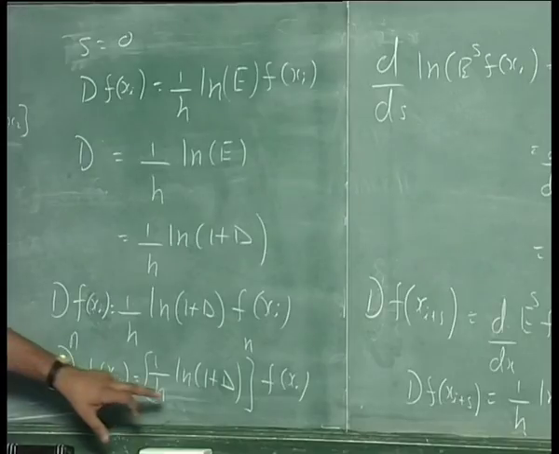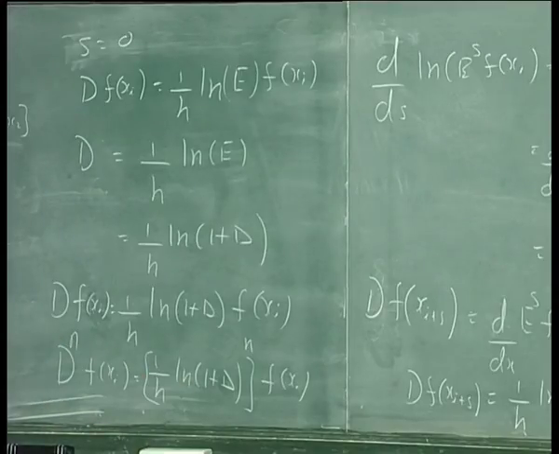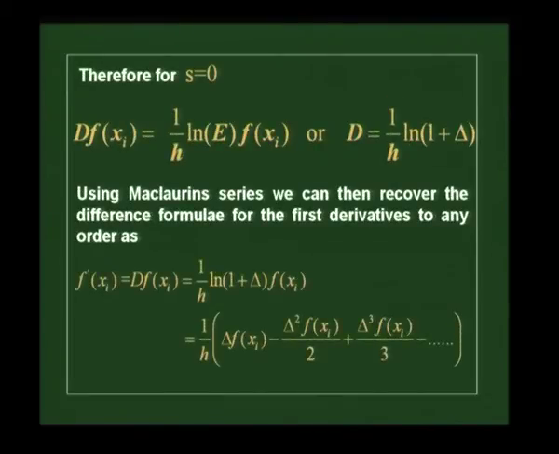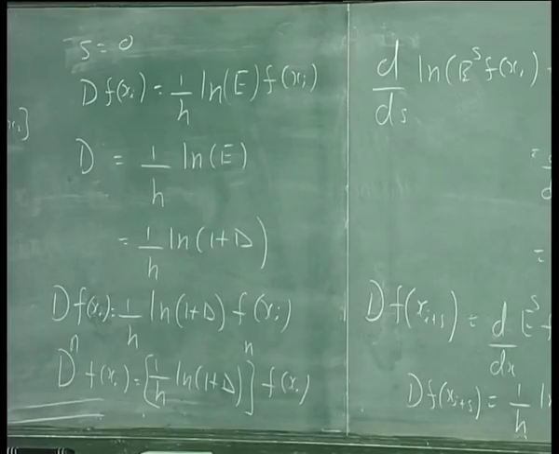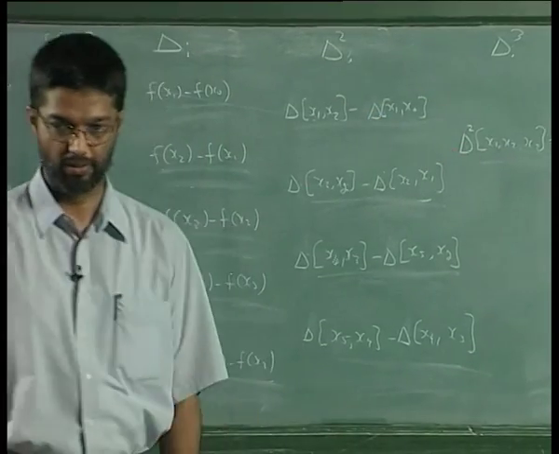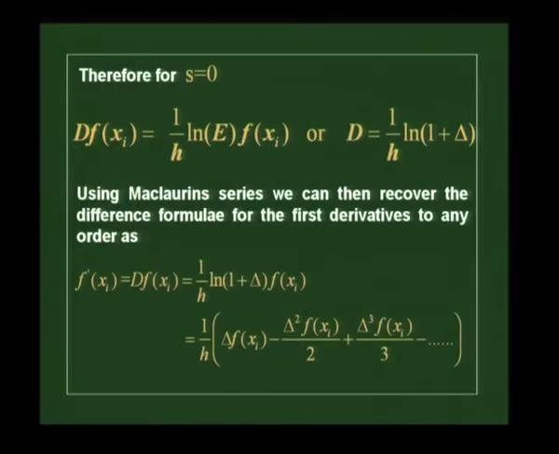Then I can expand log of 1 plus delta in a series. For example, D of f x_i is this, which we just concluded. But I can expand this log of 1 plus delta and keep it to any accuracy in delta. So I can use this difference table, expand log of 1 plus delta, and keep any delta of any order I want. That is the idea used to construct higher order derivatives using the difference table.